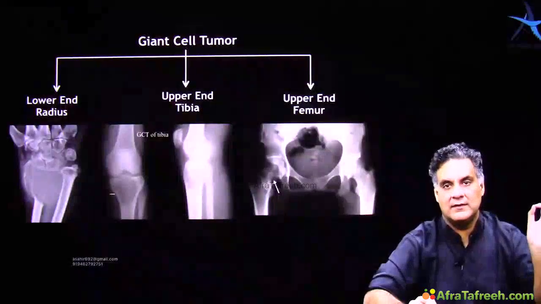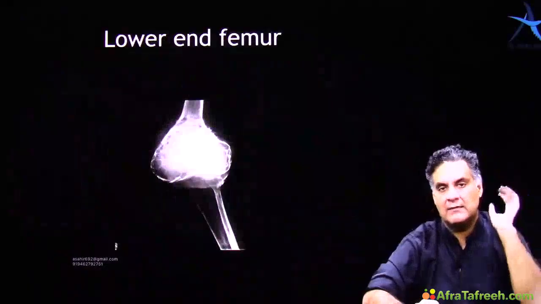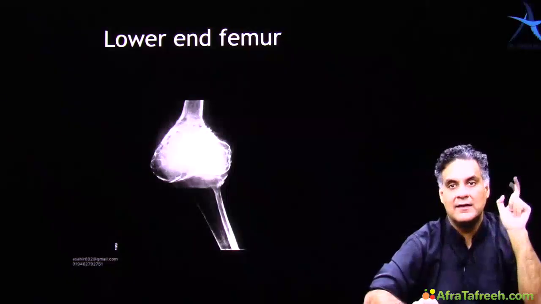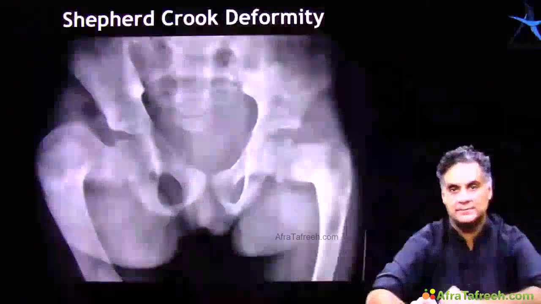So this is what: lower end radius, upper end tibia, upper end femur, and then remember the most common area is lower end femur. The third love triangle. Lower end radius loves GCT, but the GCT loves lower end femur, the commonest site for it.